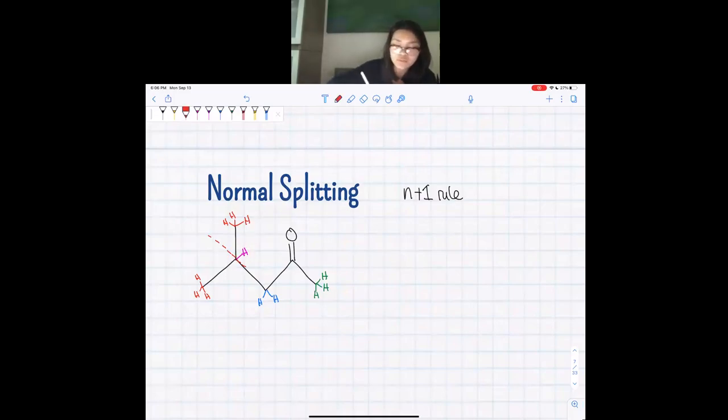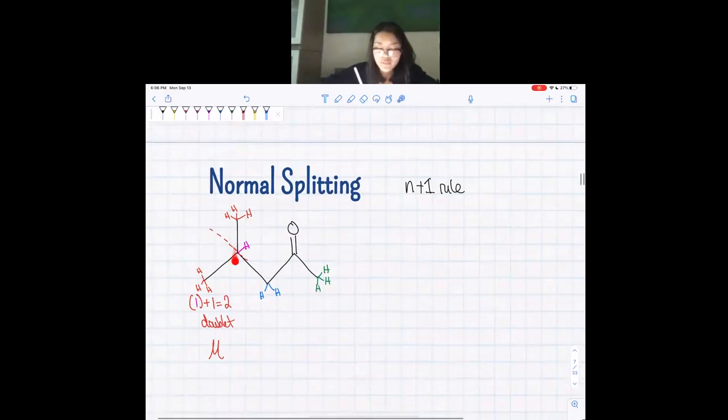So the red hydrogen has one pink hydrogen neighbor, and that's it. So 1 + 1 = 2, meaning it will have a splitting of a doublet. And if you guys want to know what it looks like, that is what a doublet looks like. All right, so what about our pink one here? How many hydrogen neighbors does it have?